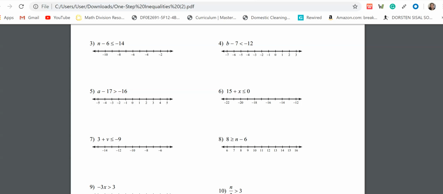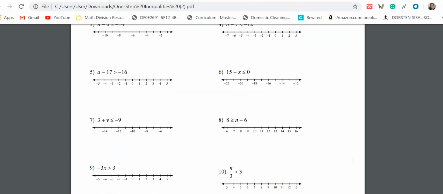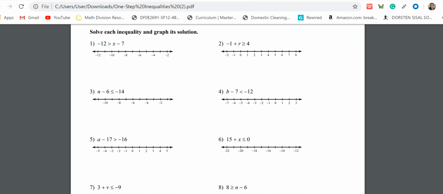All right, let's do one more with addition and subtraction with one step. And then I'll move to multiplication and division. Let's try number 2.